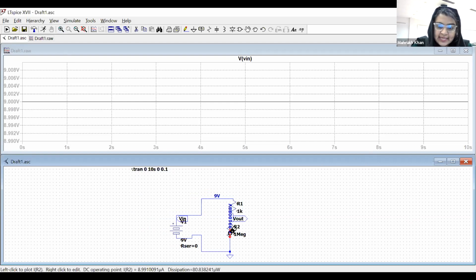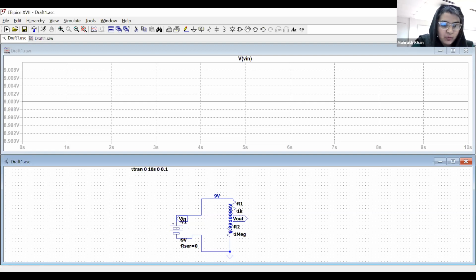Okay. So you can see the power dissipation across R2 is 80.8 microwatt, right? But power dissipation across R1 is 80.8 nanowatts. What is more, nano or micro? Micro? Micro is higher, right? Because it's 10 to the power minus 6 and nano is 10 to the power minus 9, right? Why is power dissipation lesser across R1? Because the resistance is lower? Yes, because the resistance is lower. That's why you are seeing more power dissipation across R2.